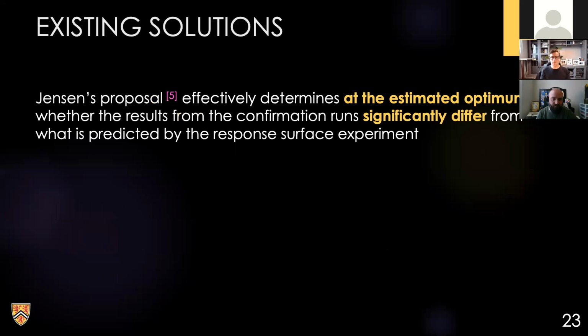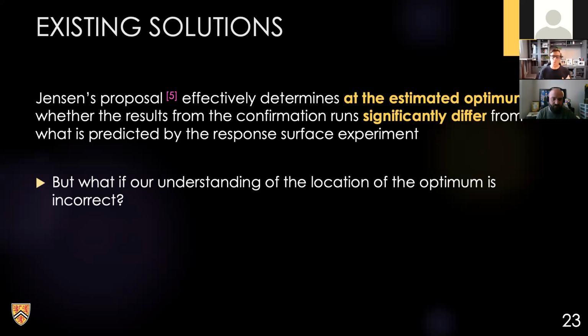So effectively, what this approach is doing is it's determining whether at that estimated optimum, there's a significant difference between what your model predicts and what you've actually observed in your confirmation runs. And so it's a very sensible thing to do and a very sensible way of going about it.